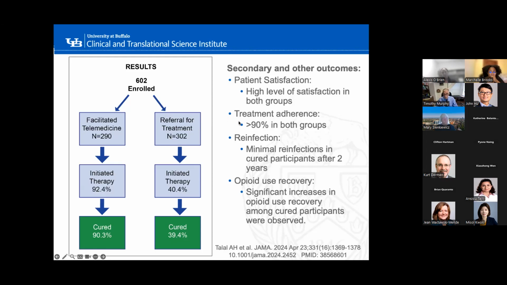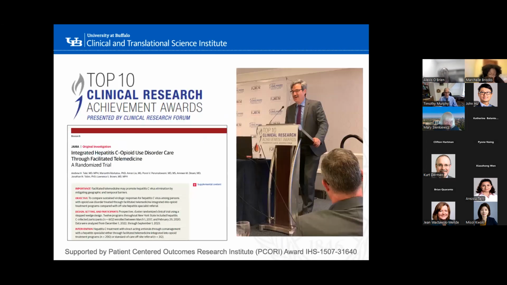Treatment adherence once they started was high. Minimal reinfections for the people who were cured, regardless of how they got there, minimal reinfections, and a significant increase in opioid use recovery among people who were cured. And Dr. Talal and his team won one of these top 10 clinical research achievement awards. These are the top 10 best clinical research studies in the country in 2024. And in fact, they choose the top 3, and this one was chosen as one of the top 3 studies.